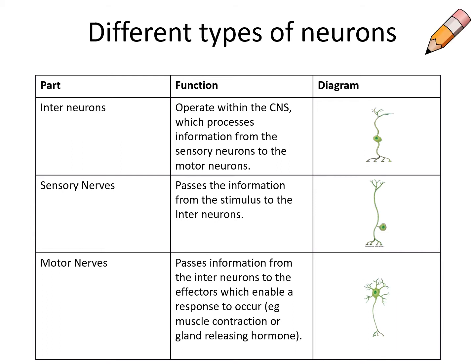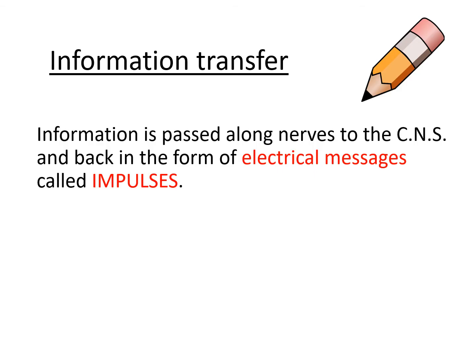So the answers would be that the interneuron operates within the CNS, which processes information from the sensory to the motor neuron, so it's basically in the middle of the 2. The sensory neuron or nerve comes first. It passes information from the stimulus to the interneuron, and the motor neuron or nerve is always last, and it passes information from the interneuron to the effector, which enables a response to occur, so e.g. a muscle contraction or a gland releasing hormone. So how is the information transferred?